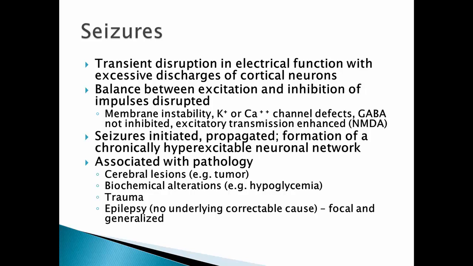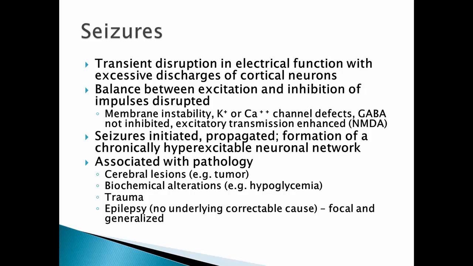Now, seizures are fairly highly synchronous. The seizure is initiated, something gets it started, and then it becomes propagated across and through multiple neurons. What happens then is you actually form a chronically hyperexcitable network. And that's what causes a seizure disorder, this chronically hyperexcitable neuron network. That's what a long-standing seizure disorder is, as opposed to an acute seizure due to underlying pathology.